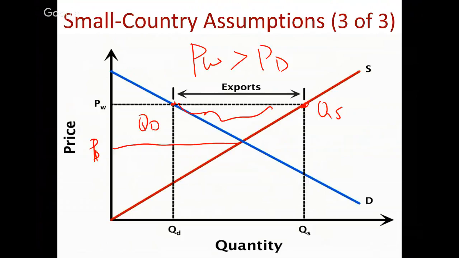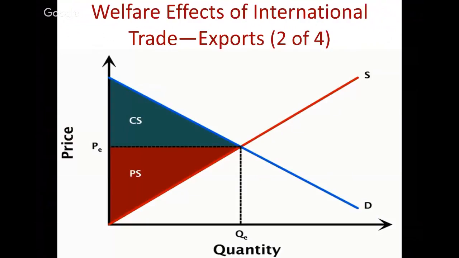And let's look at how this will affect our consumer surplus and producer surplus. So remember from topic 4, our consumer surplus is the area on top, producer surplus is the area on the bottom. And remember, the goal for any consumer is to maximize our consumer surplus. The goal for any producer is to maximize the producer surplus. Now, consumer surplus is always below the demand curve, above the price line. And producer surplus is below the price line, above the supply curve.